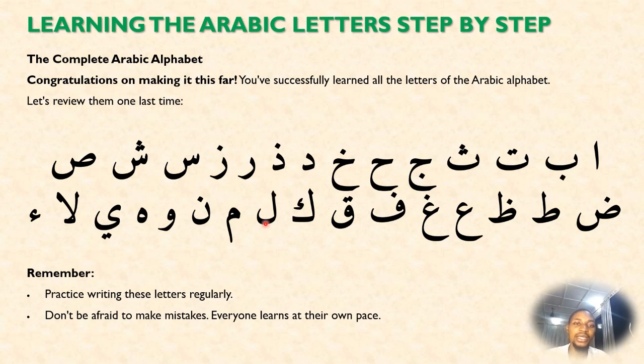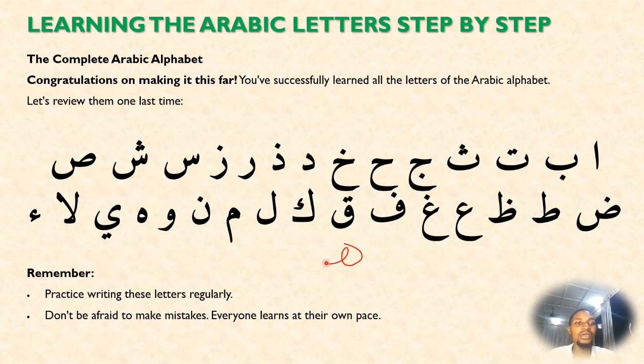We have lam, looking like the handle of an umbrella. We have mim. We have nun. Nun is not as spread out as ba, and nun has one dot above the letter, unlike ba, which has its dot below it. We have waw. We have ha. Remember, this is one of the shapes of ha. There are other shapes. So for instance, we have this other shape for ha. That's another shape of ha.